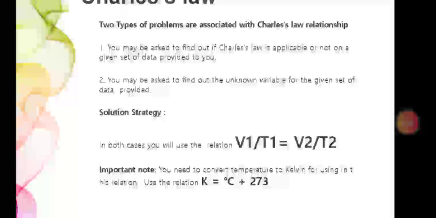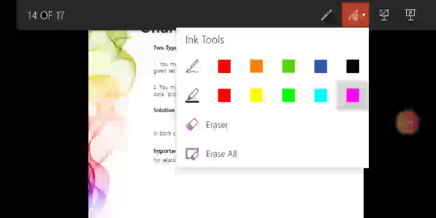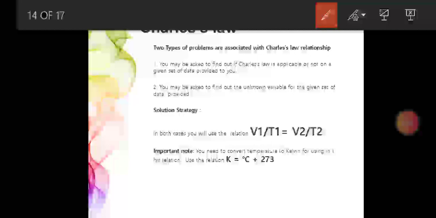Important thing you need to consider while solving Charles' law related numericals is that you need to convert temperature first to Kelvin. Whatever scale is given to you for the data, you need to convert the temperature units to Kelvin first, and the relationship used for conversion is Kelvin is equal to degree C plus 273. So you are going to use this relationship for first converting your temperature values, and then finally you are going to use the relationship to solve the numericals related to Charles' law.